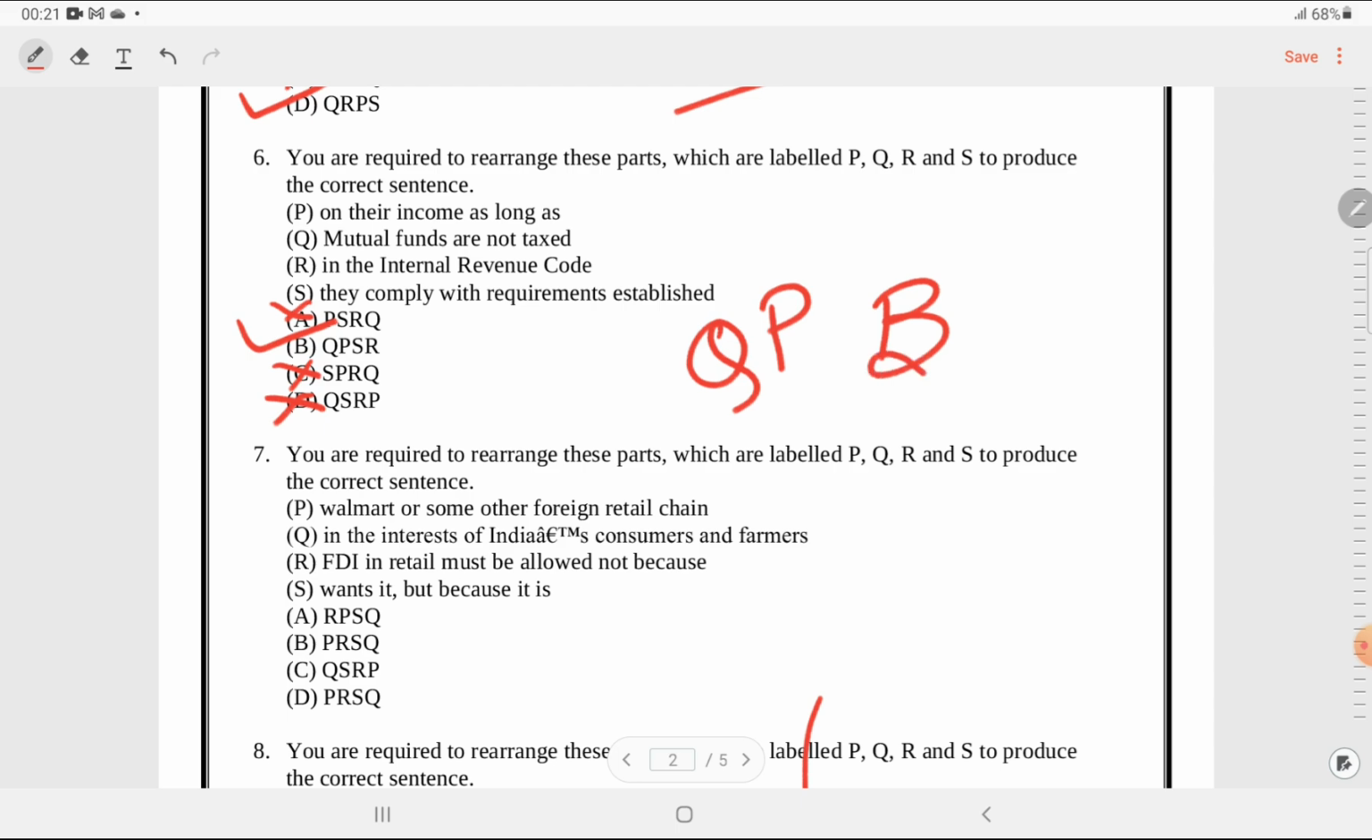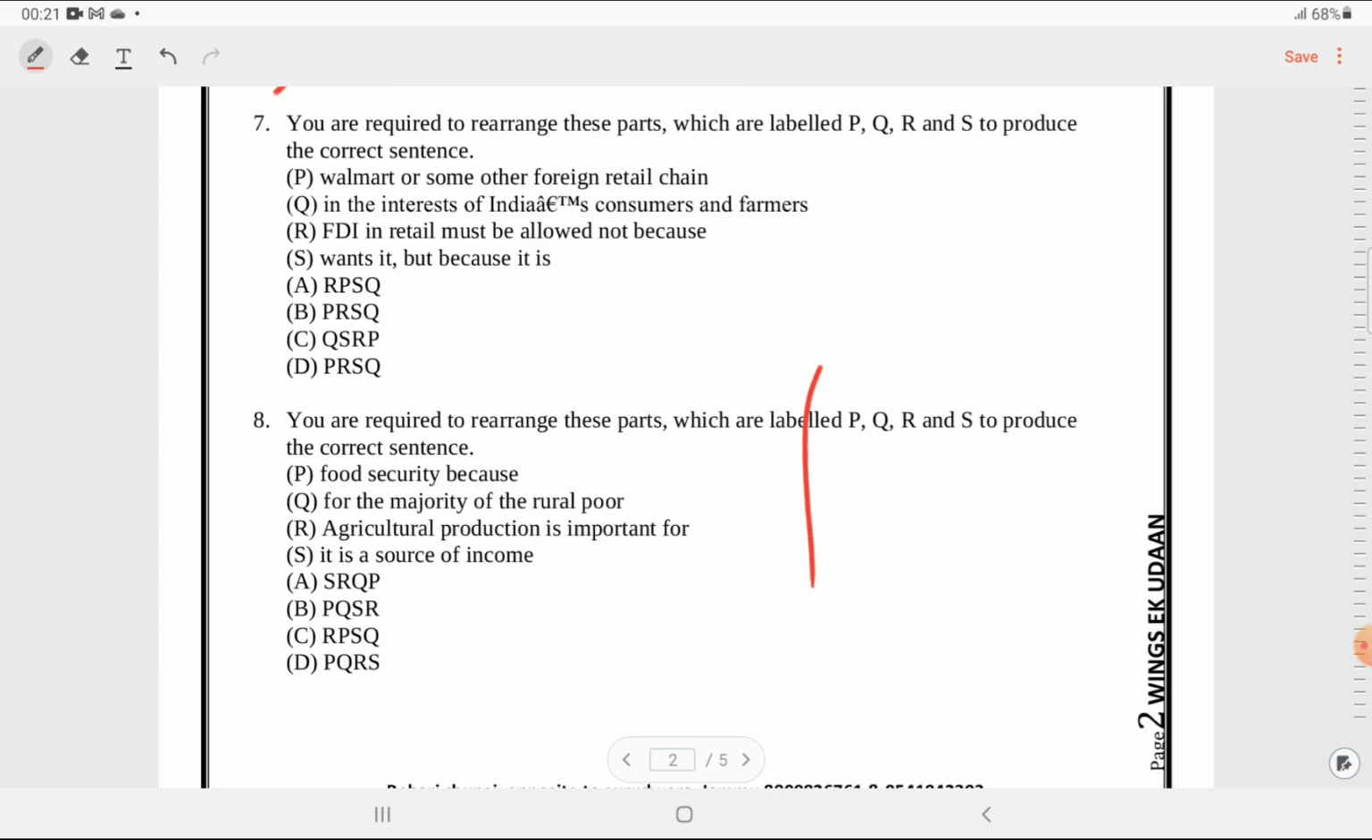Need not read the whole of the paragraph, whole of the sentence. Just see the linking chain. Once you are able to judge, once you are able to locate it, you can easily reach the answer. Seventh. And this is the way you'll be doing in your exam also. It will help you. Now, 7, Walmart or some other foreign retail chain.